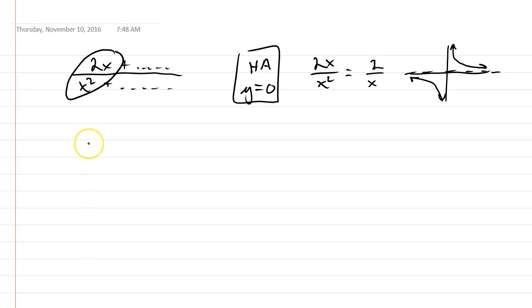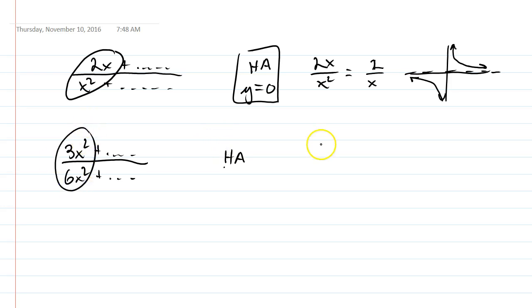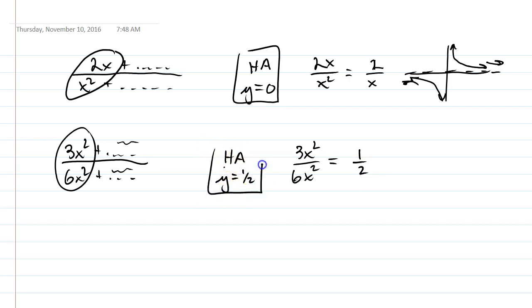There were other times when we had something like 3x squared plus dot dot dot and then 6x squared plus dot dot dot. When we're still doing the horizontal asymptote, we're still thinking, what is the end behavior function? Or what are the leads doing? Because the other stuff back here is not going to affect things when we go way out to the side on my graph. In this case I don't really get an end behavior function, what I get is just a number. And that determines the horizontal asymptote.